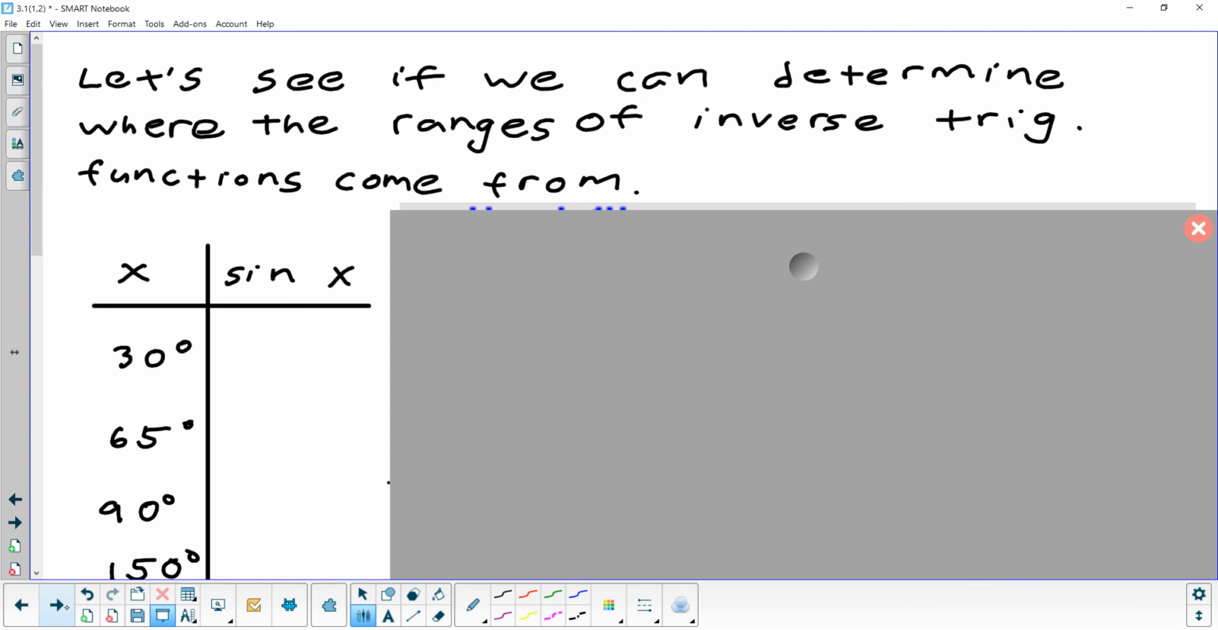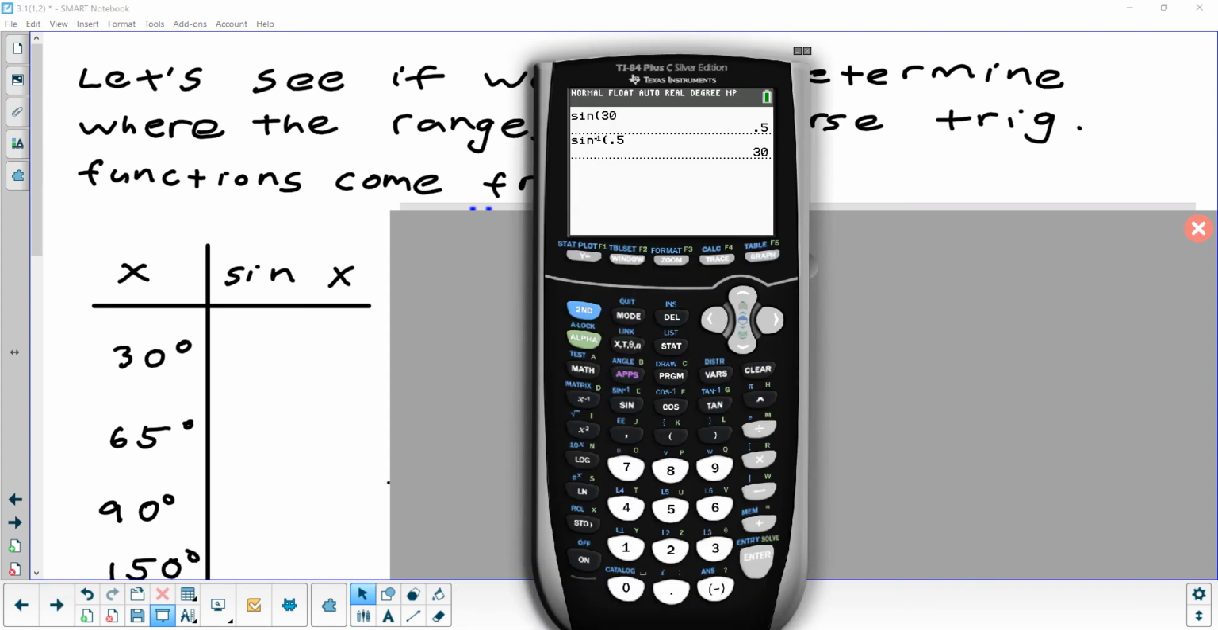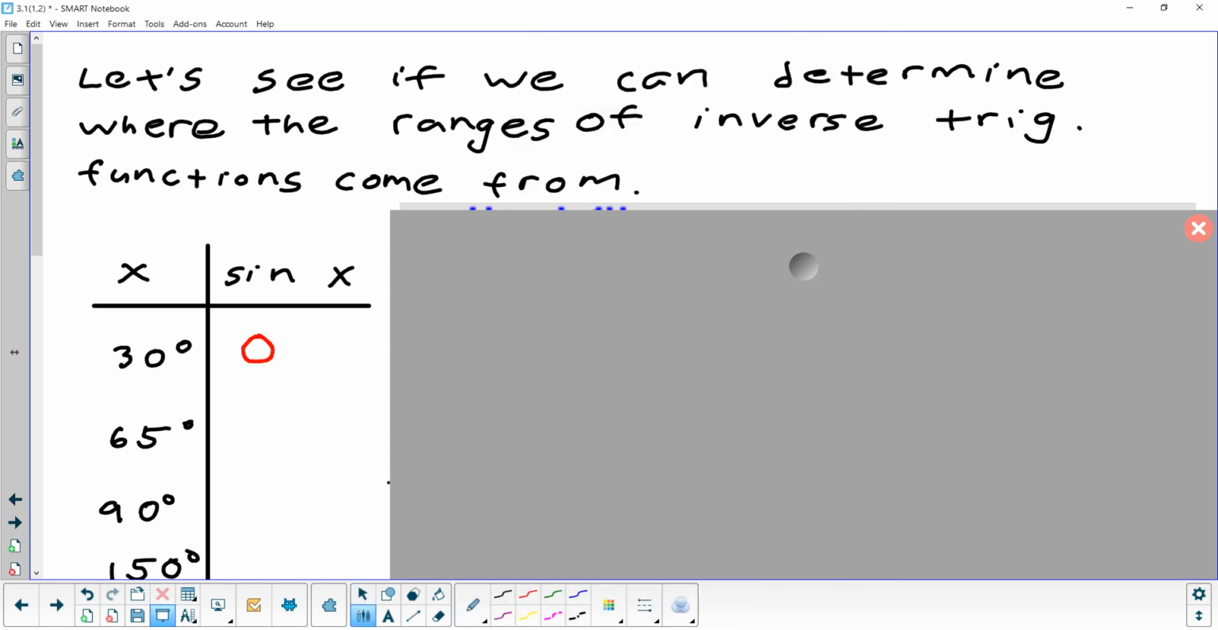So let's try a couple things. This one I actually already did. But what I have on the left is some angles, and what I have on the right is when I plug that angle into the sine function. Okay, so I just want to write down a few things that I get. Right, so the sine of 30 comes out to 0.5.